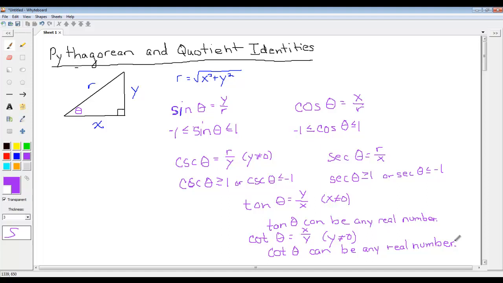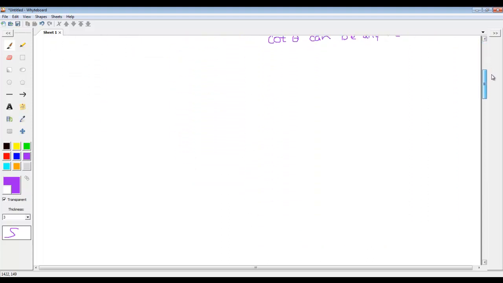Like if you're doing a problem and they tell you, hey, sine theta equals 2, it's like, well, I know that can't be true because sine theta can't equal anything bigger than 1 or less than negative 1. We're looking at our ranges here. Knowing these ranges can help you to see if a problem's doable or not. All right, so that's just something to keep in mind as we do all of our problems.